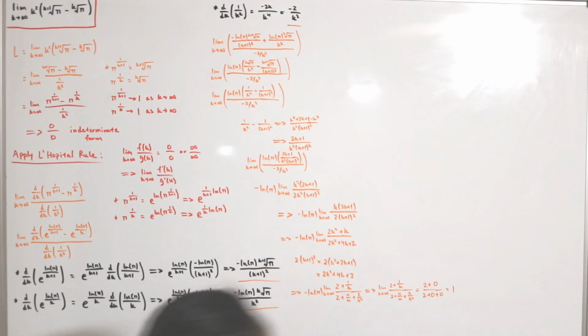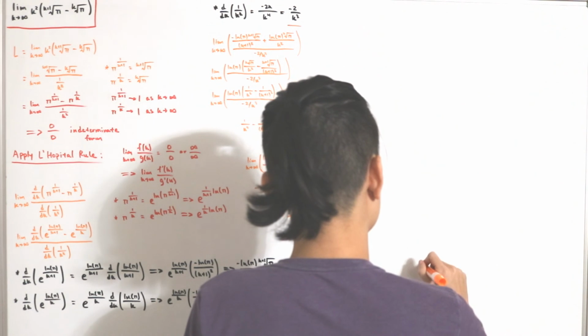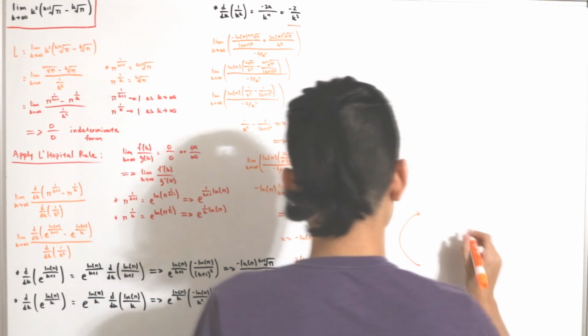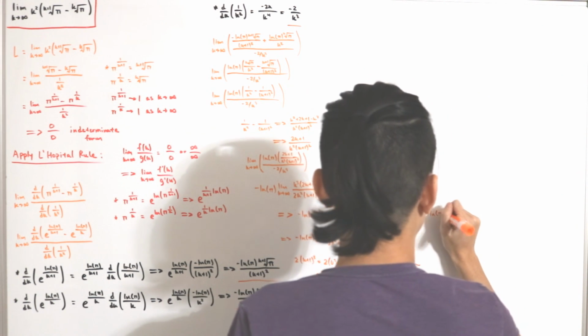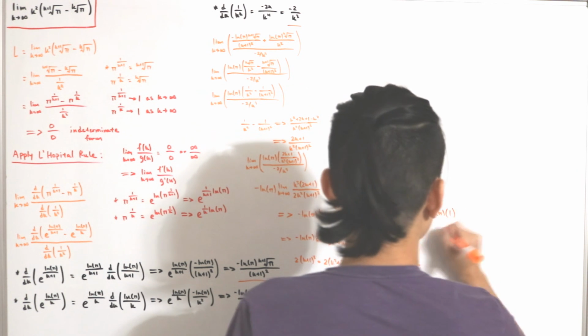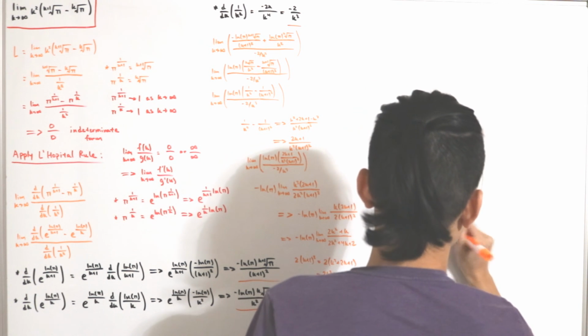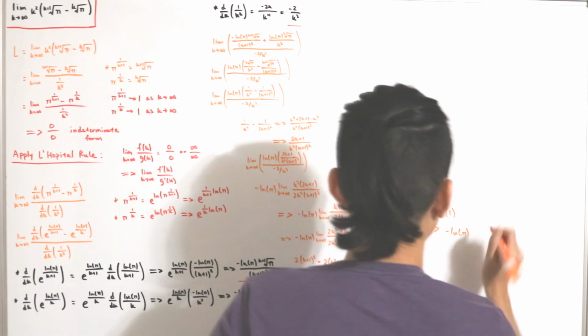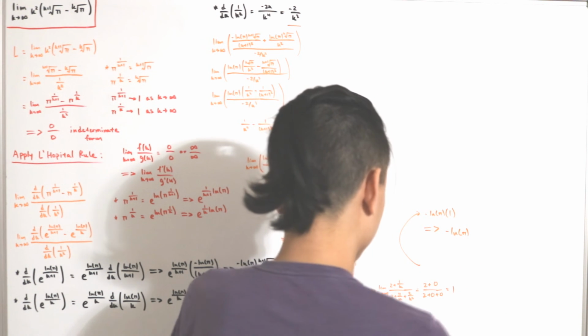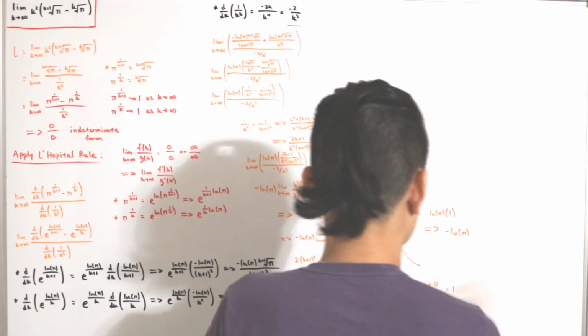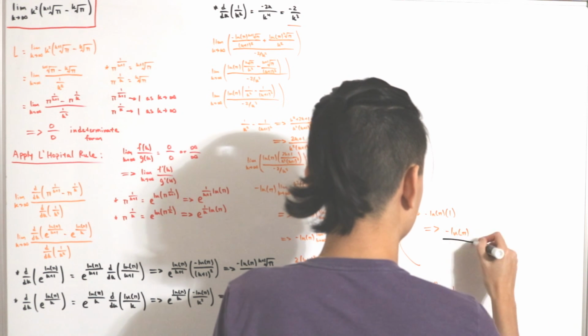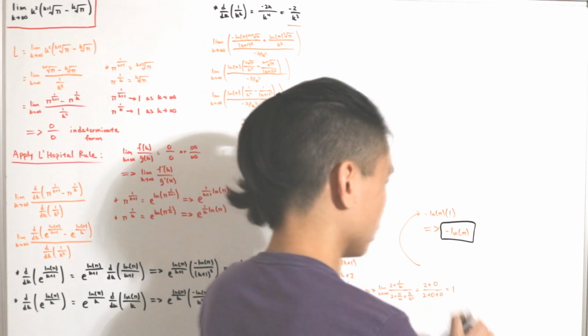Okay, so therefore the final conclusion is that negative ln of pi times 1, and so our final answer is just negative ln of pi. So that's our final answer. Pretty interesting limit if you ask me.